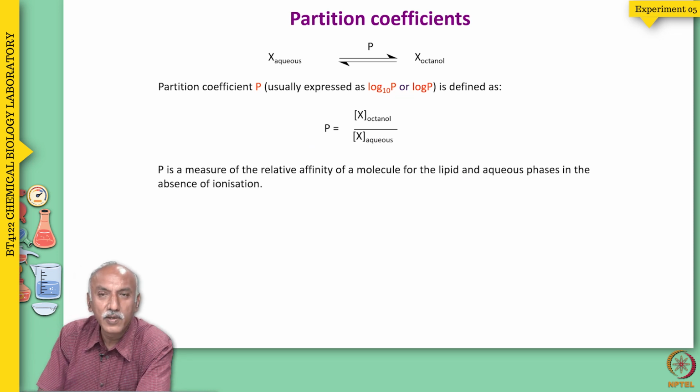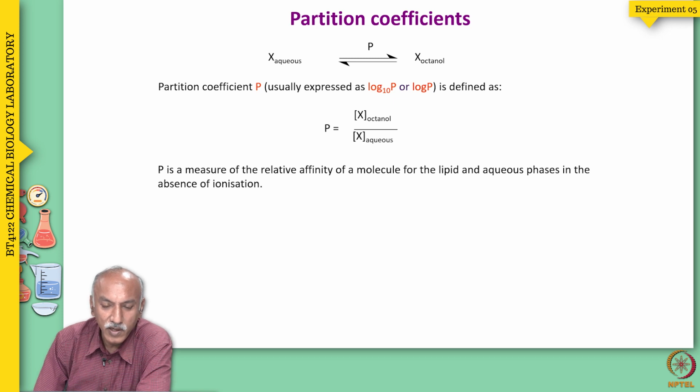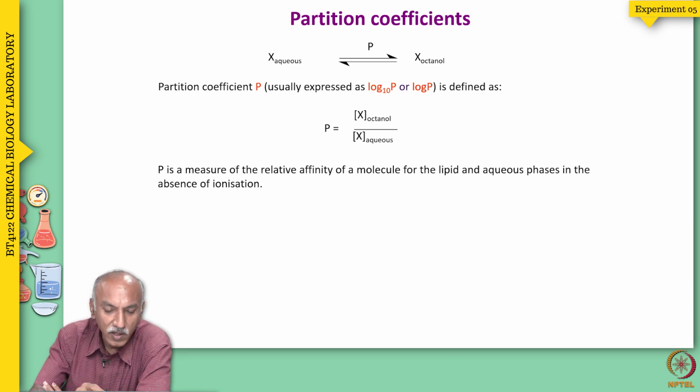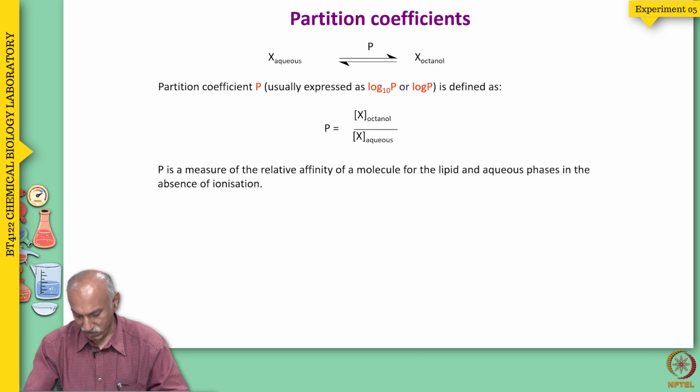We measure it by partition coefficients. So, you try to solubilize the molecule in an aqueous solution and octanol. We use octanol because it basically mimics the entire cell membrane. So, we use octanol and water, and P is a measure of the relative affinity of a molecule for the lipid and the aqueous phases in the absence of ionization. Okay. This is how P is found, and the partition coefficient is usually expressed on a log 10 logarithmic scale. Log P is defined as the concentration of X in octanol divided by the concentration of X in the aqueous solution. That is P, the partition coefficient.